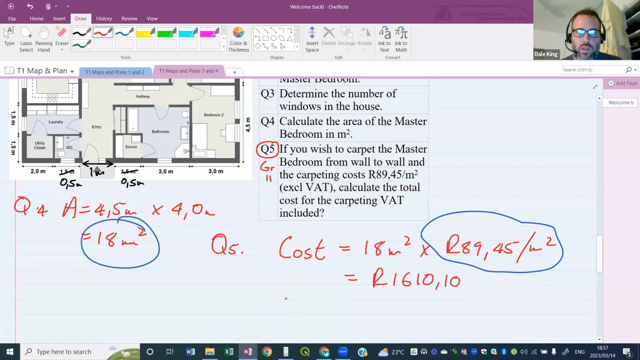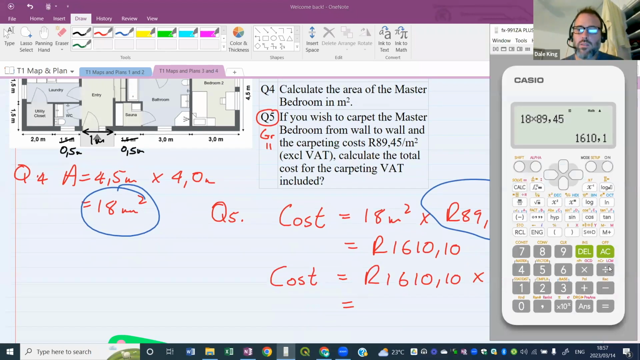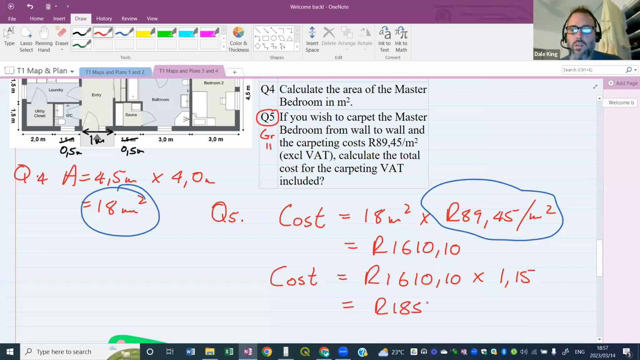So we need to take this further and say that the cost will be, and I told you guys a shortcut with this one, 1610.10 times 1.15. I've taught you that before. Get the calculator. So 1610.1 times 1.15, hit enter, 1851.615, and I'm going to round this off to 1851.62.